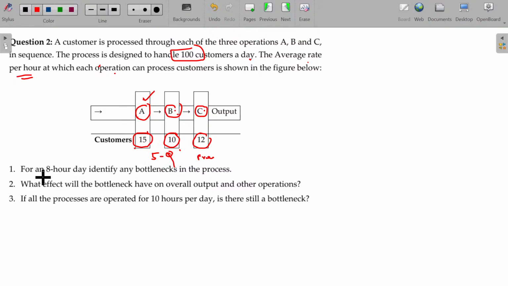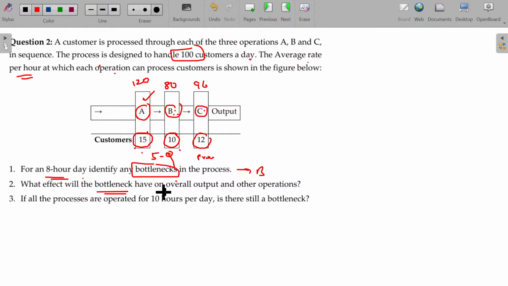Okay. For an 8 hours day, identify the bottleneck. What is a bottleneck for 8 hours? 1 hour 15 minutes, 8 hours. How many customers can be handled by A? 120, B 80, C 96. Okay. And what is the bottleneck here? B is the bottleneck, which is capable of managing only 80 customers.